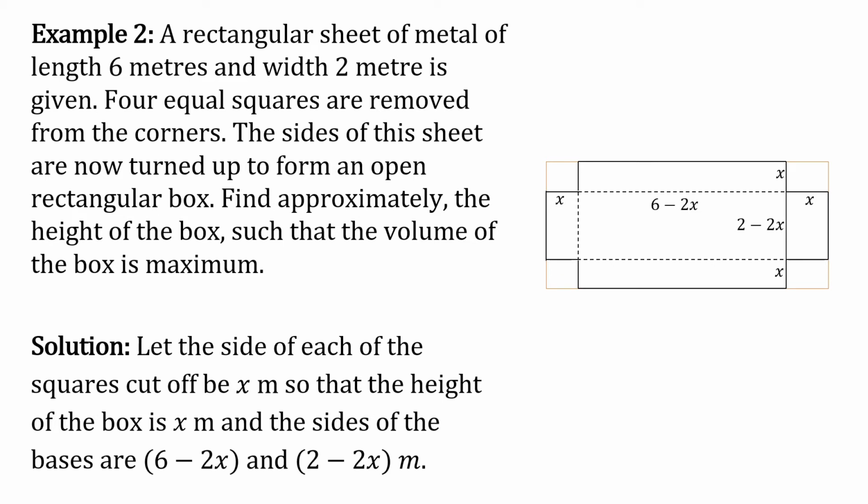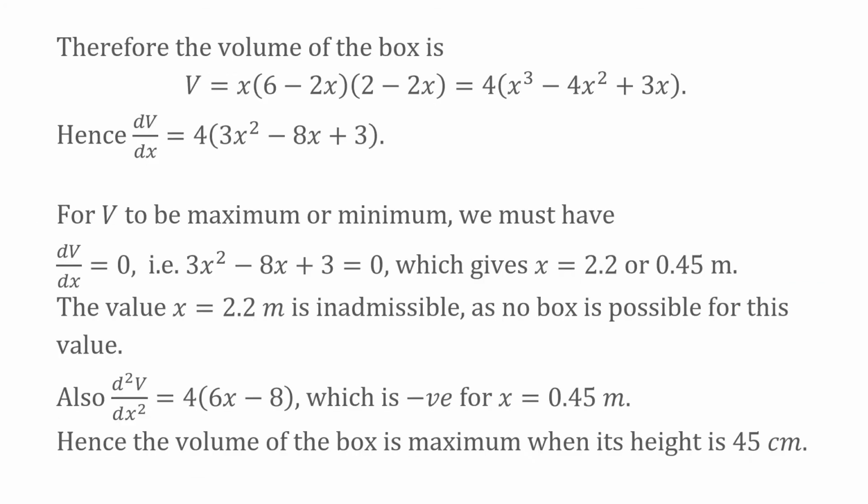Solution. Let the side of each square cut off be x meter, so that the height of the box is x meter and the sides of the box are 6 minus 2x and 2 minus 2x meter. Therefore, the volume of the box is V equals x into (6 minus 2x) into (2 minus 2x), and that equals 4 into (x cube minus 4x square plus 3x). Therefore, derivative of V with respect to x is equal to 4 into (3x square minus 8x plus 3).